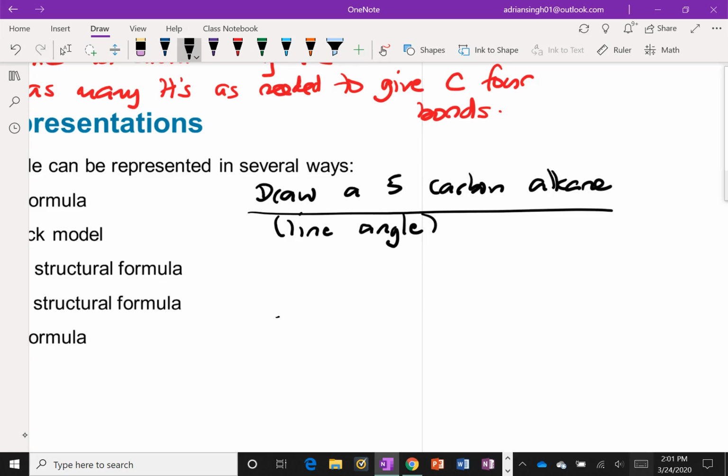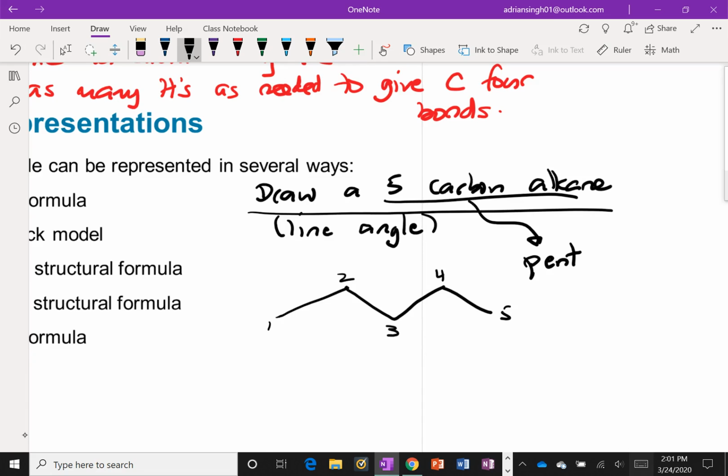I'm going to start with a line, right? And that first line already accounts for 1, 2 carbons, and I can extend it 3, 4, 5. And that's it. That's a 5-carbon alkane. We can actually name that now. So 5 carbons would be pent. Alkane would have that A-N-E ending, and that would be pentane.